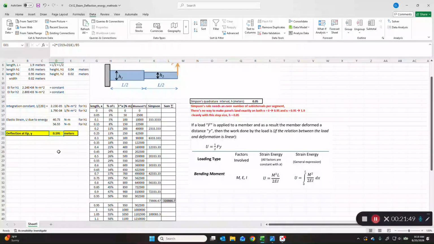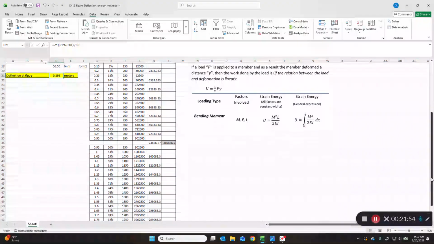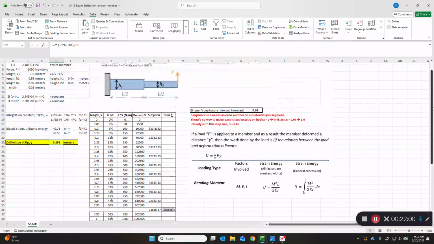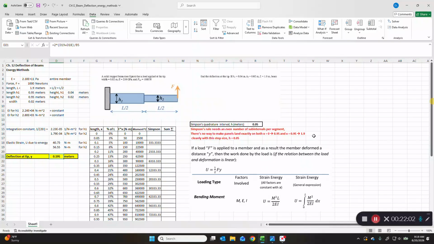It's pretty close to the actual answer of 0.191, or 19.1 centimeters, with a 1,000 Newton load. So that's using energy methods, which is really quite interesting, I think. And we've seen 3 ways to calculate deflection of beams, some algebraically, some using calculus, and Simpson's rule. Hopefully this has been helpful for this chapter, because it's quite involved.